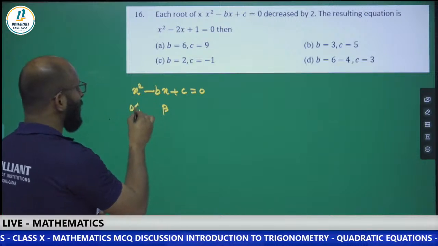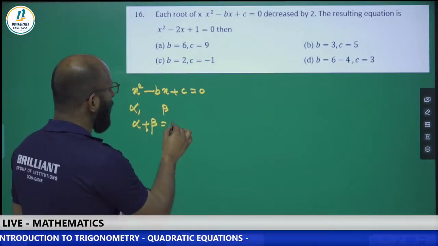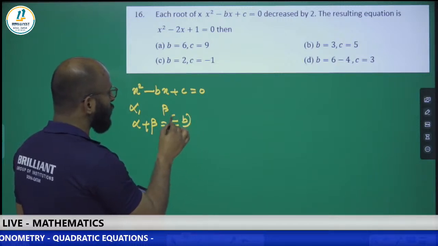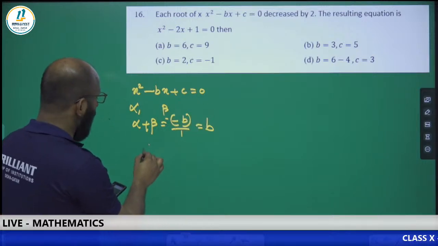Before that, we can consider what is alpha plus beta from this equation. Alpha plus beta is minus b by a, minus of minus b, so it is equal to b by 1, which is equal to b. Then what is the alpha beta value?